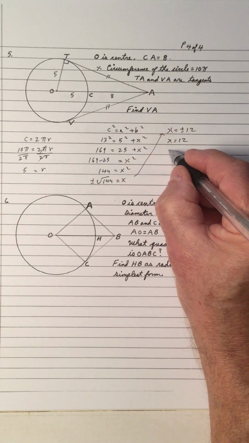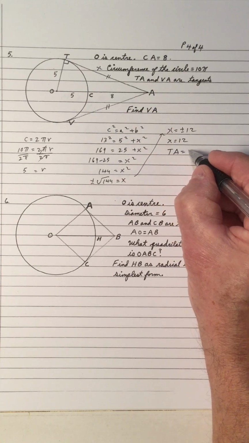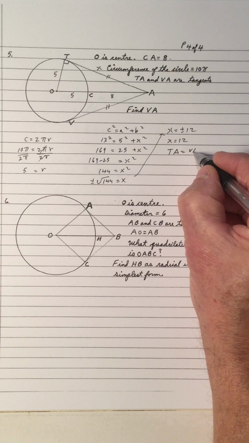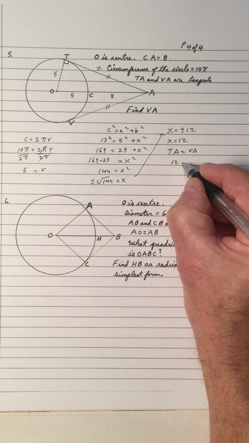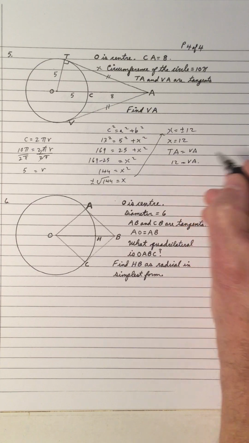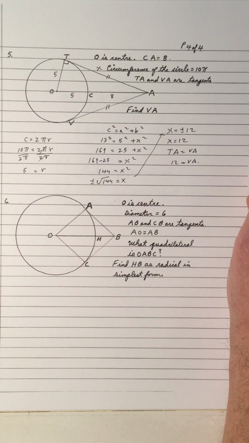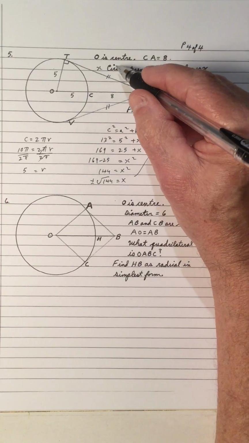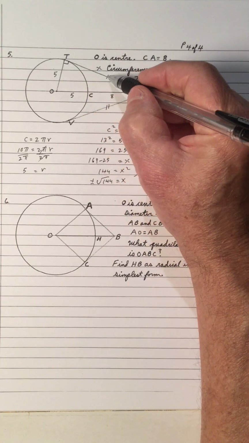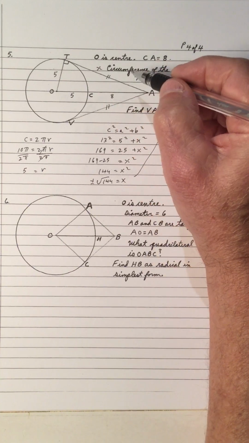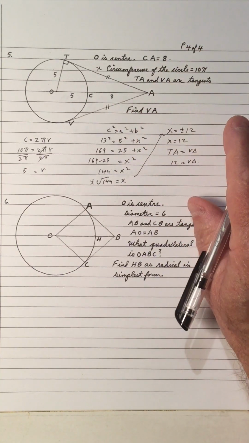So that means that TA is equal to VA. TA is 12, so that means VA is 12. Again, just using the properties that a tangent and a radius at the point of tangency form a 90-degree angle, and two tangents from a common point are equal, and using the Pythagorean theorem.